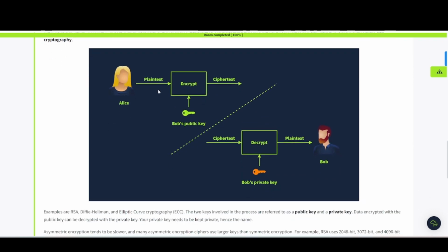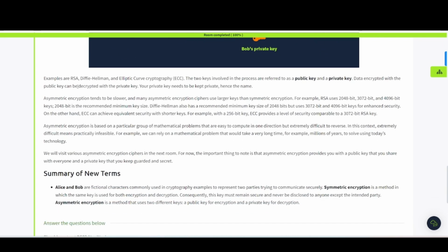So you can see that here, Alice encrypts plaintext with Bob's public key, producing ciphertext. Ciphertext, which is the encrypted format, goes to get decrypted by Bob, who uses Bob's own private key to decrypt that information into plaintext so they can read it. Examples are RSA, Diffie-Hellman, and elliptic curve cryptography, which is ECC.